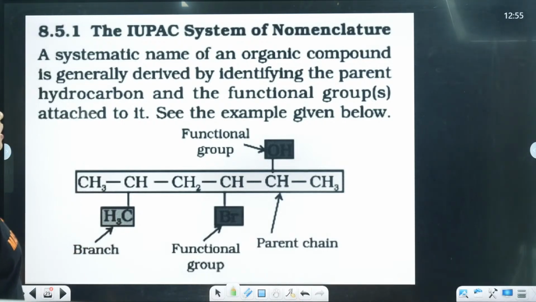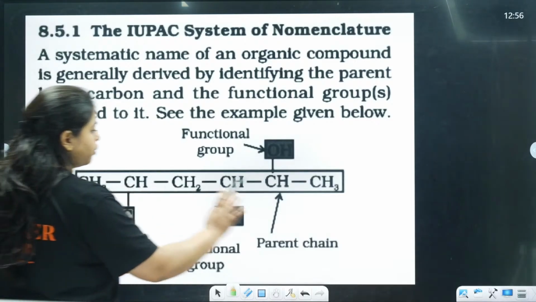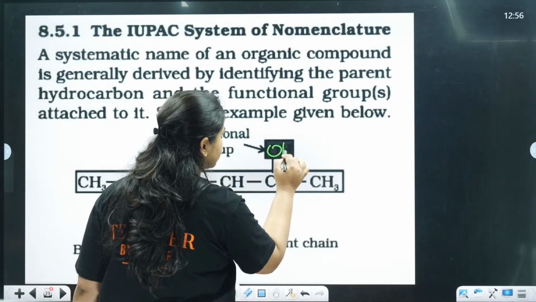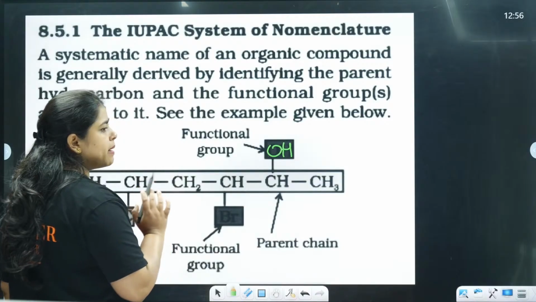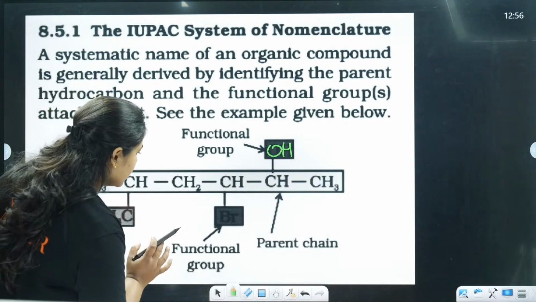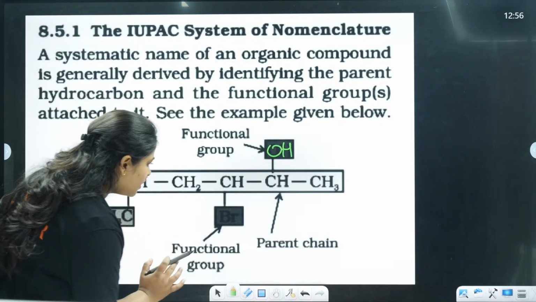Now, the systematic name of an organic compound is generally derived by identifying the parent hydrocarbon and the functional group attached to it. For example, this is one compound we have done. Now it has one functional group here, OH. This is actually called a functional group. There is one functional group here.